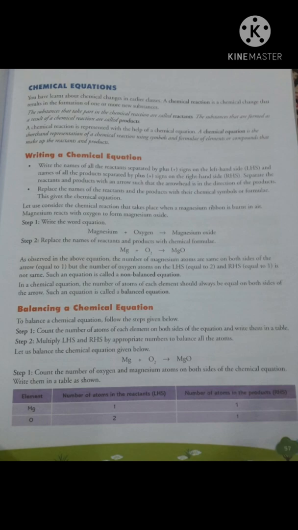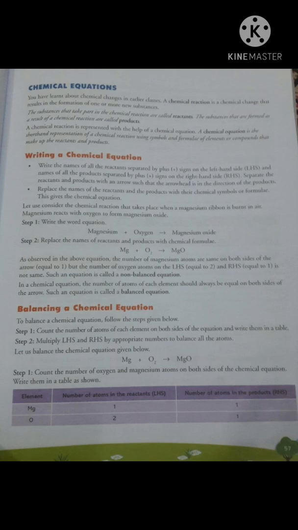Now children, the substances that take part in the chemical reaction are called reactants, and the substances that are formed as a result of the chemical reaction are called products. When writing chemical reactions, the reactants are placed on the left hand side and the products are placed on the right hand side, after the arrow.